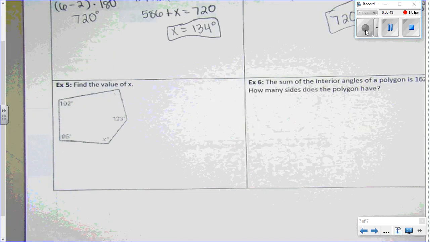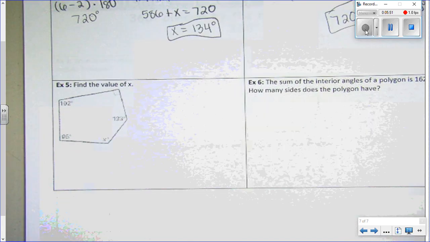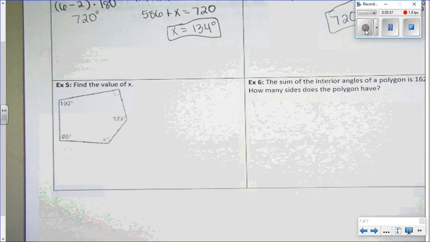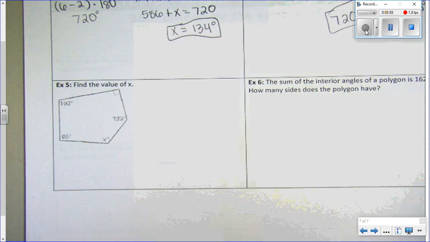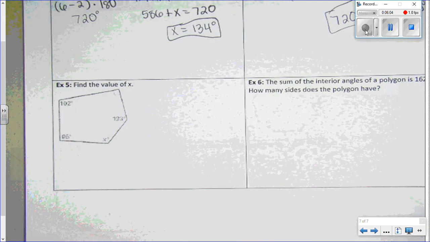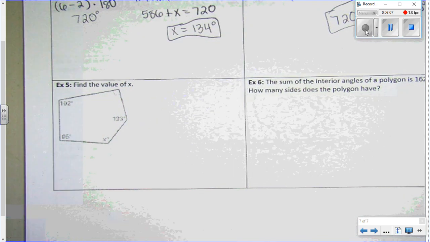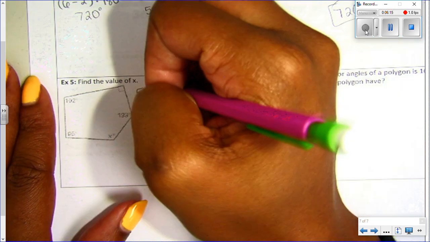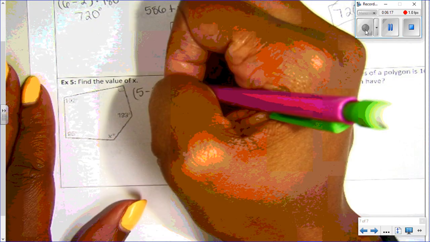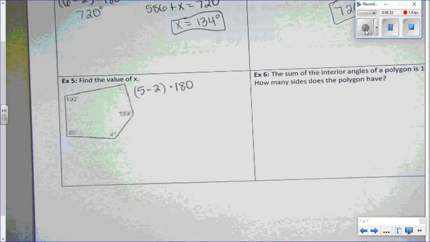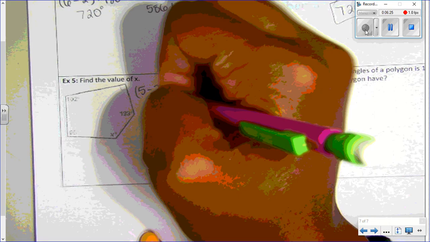All right, example 5 is very similar to example 3. We just have to figure out what the interior angles have to add up to, so we can figure out what that x is equal to. So first of all, how many sides does this shape have? 5. So we have a pentagon. So let's figure out the sum for this shape. We get 5 minus 2 times 180. 5 minus 2 is 3, and 3 times 180 is 540 degrees.